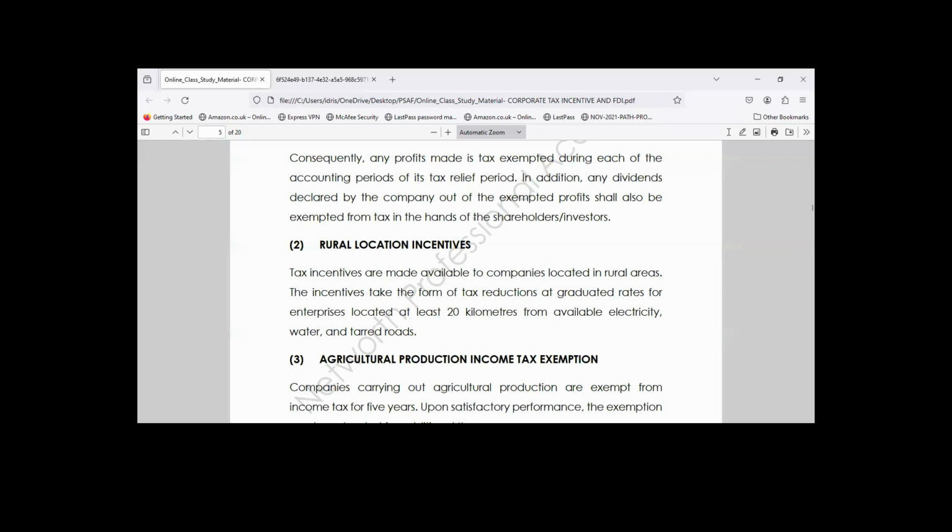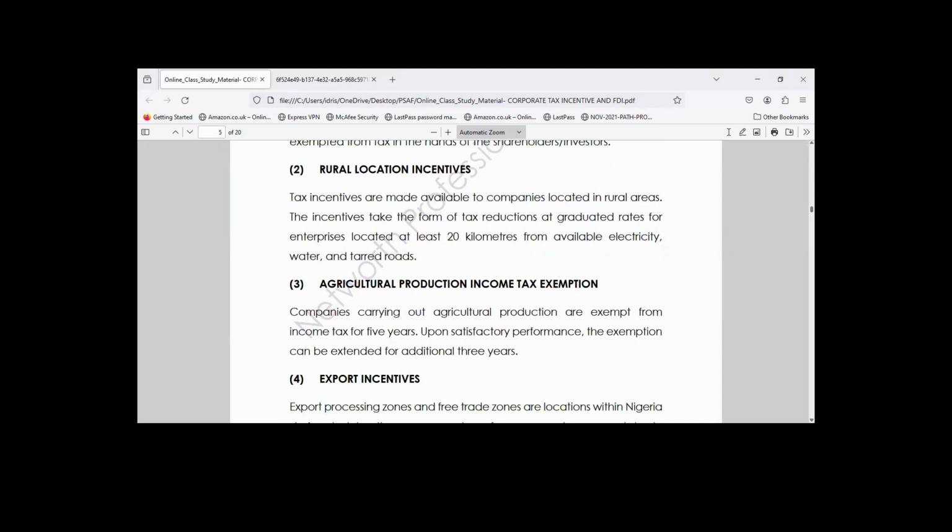The third one that we have is the agricultural production incentive. Companies carrying out agricultural business in Nigeria are exempted from income tax for 5 years. Upon satisfactory performance, the exemption can be extended for how many additional years? 3 years. This applies to any company engaging in primary agricultural business, which means rearing of animals and plantation of crops. For the first 5 years, they will not pay tax. Upon satisfactory performance, they will be given additional 3 years, making 8 years. They will not pay company income tax. They will not pay education tax.